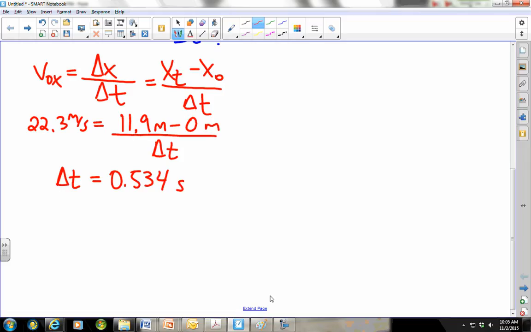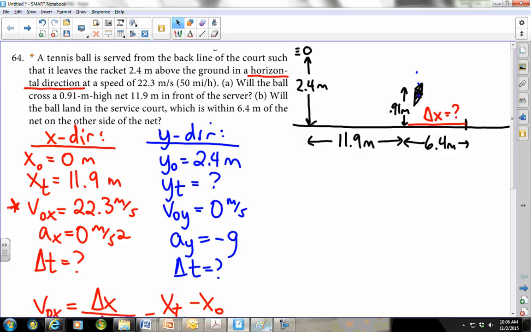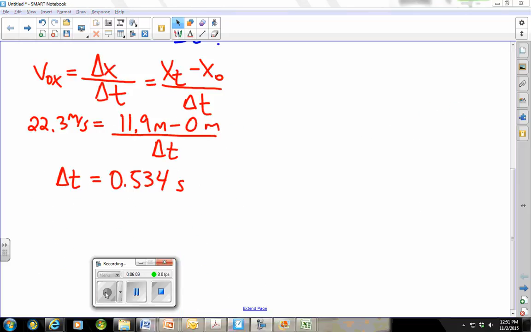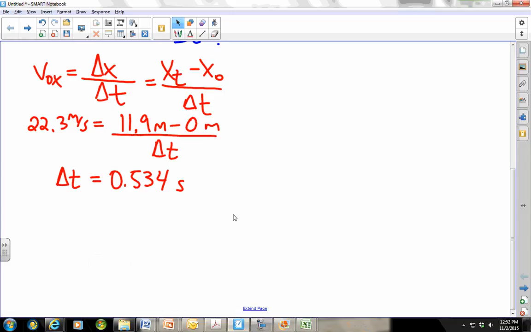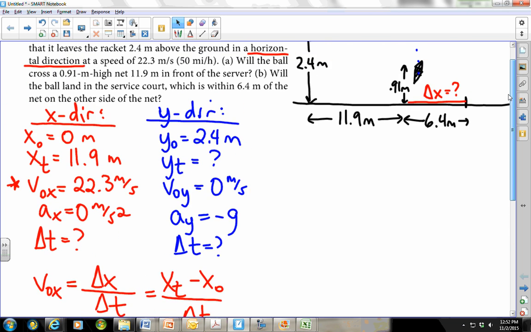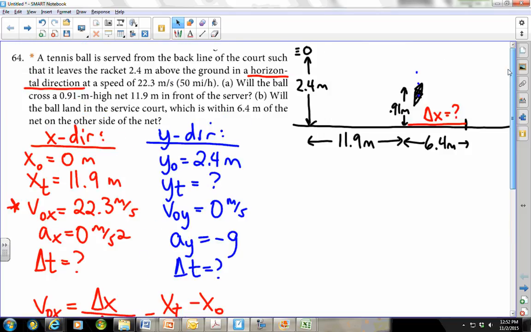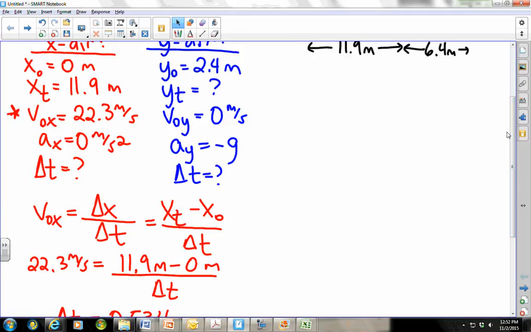So that's great. Now we're going to find how much it's dropped by then. Because remember, now that we have the time that it will take to go that horizontal distance of 11.9 meters, we're going to see where the tennis ball is at that moment in the y coordinate system. So now let's solve for y at time t. So scroll back down.